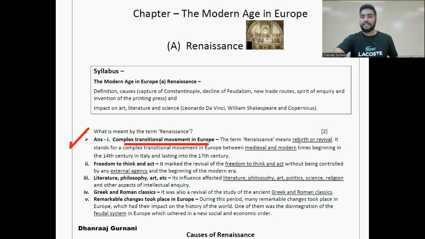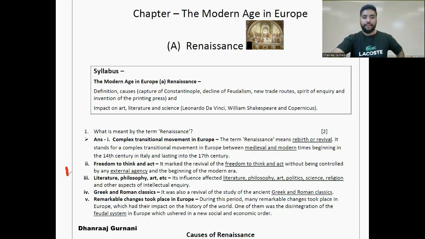So the term Renaissance means rebirth or revival. It stands for a complex transitional movement in Europe between medieval and modern times, which began in the 14th century in Italy and lasting into the 17th century. So it means rebirth or revival. It was a transition from medieval times to modern times, 14th century lasting into the 17th century in Italy.